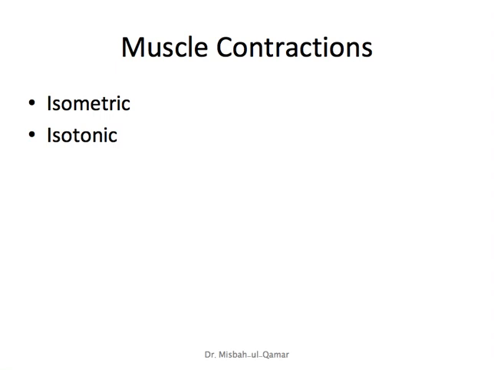There are two types of muscle contractions: isometric and isotonic. While most activities include both isotonic and isometric contractions.